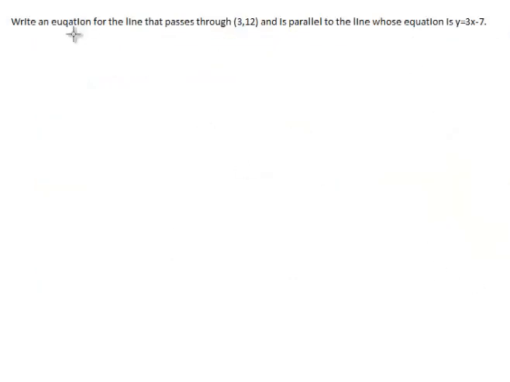We have to write an equation for the line that passes through (3, 12) and is parallel to the line whose equation is y equals negative 3x minus 7. So first of all, for every equation for a line, we're going to want to write it in y equals mx plus b format. Y equals mx plus b.